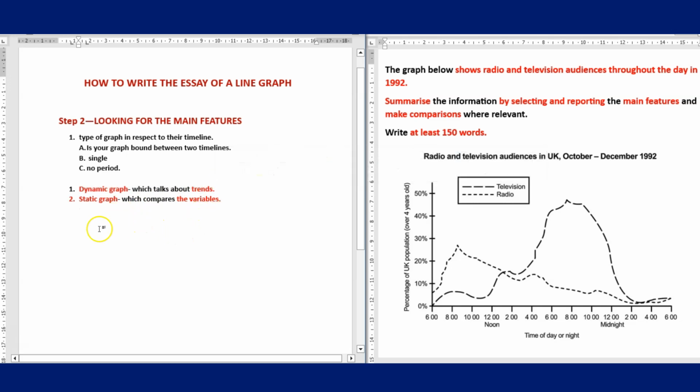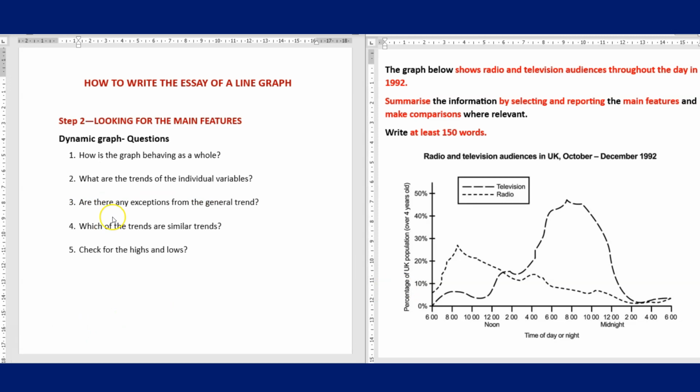Because our graph is a dynamic graph, we are going to talk about trend. Now, because you are going to deal with trends, there are several questions that you can ask yourself to get the main features from this graph. These questions will help you get the main features that you need. Not all of them will get you the answer, but at most you'll get most of what you can use to write your essay. So let's go through them.